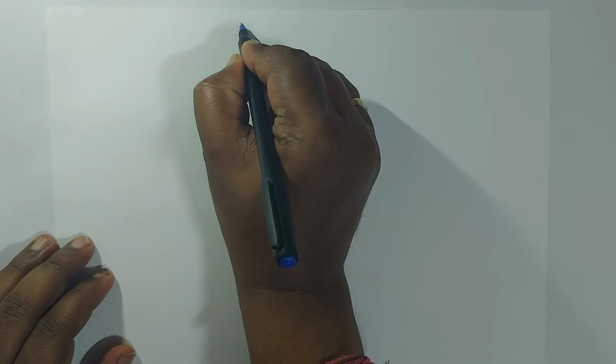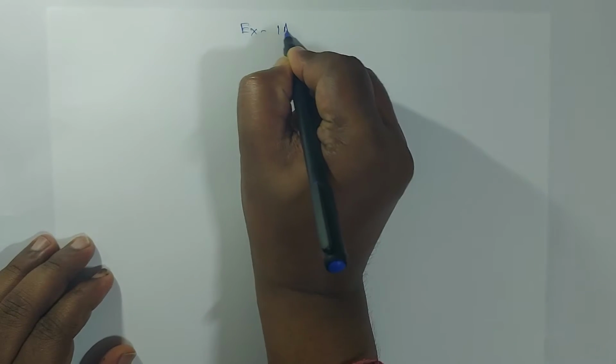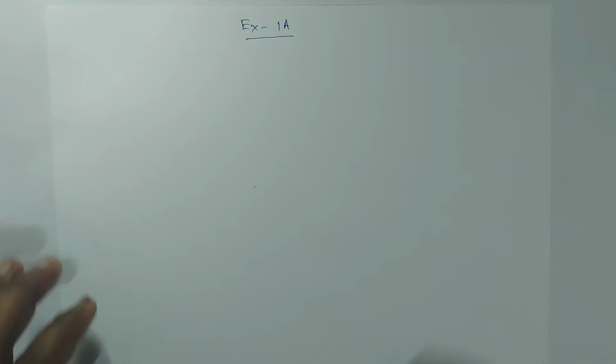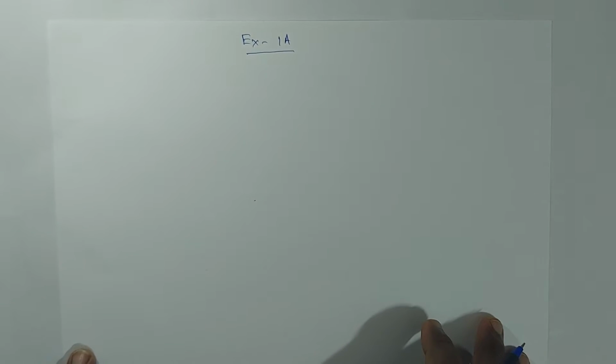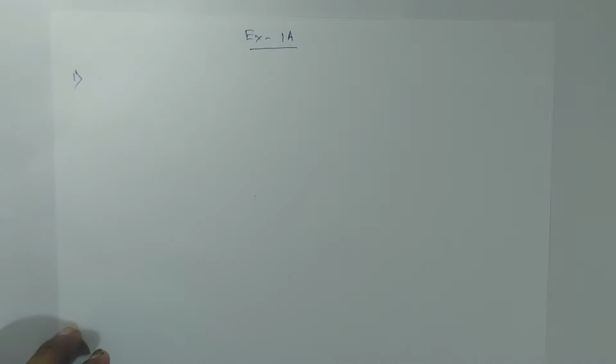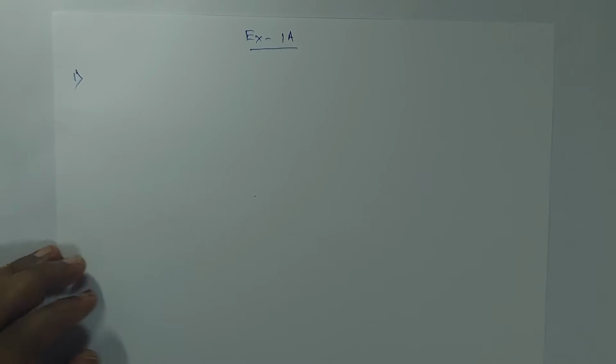Hello students, today we are going to solve some questions from exercise 1A. Some typical questions we are going to solve from exercise 1A. Our very first question, which is also common, is: is 0 a rational number?